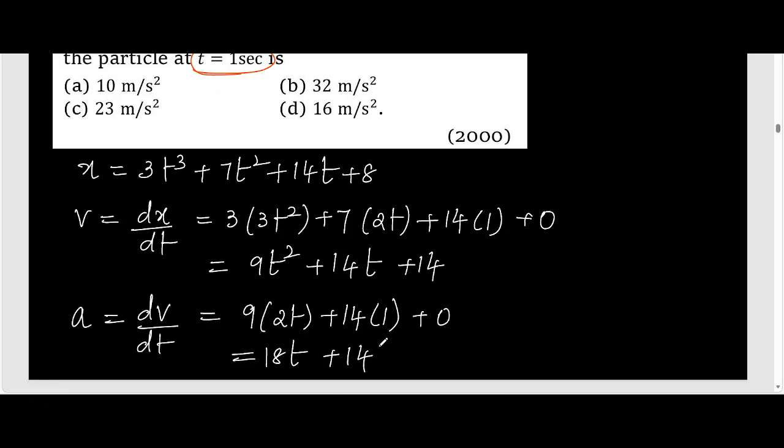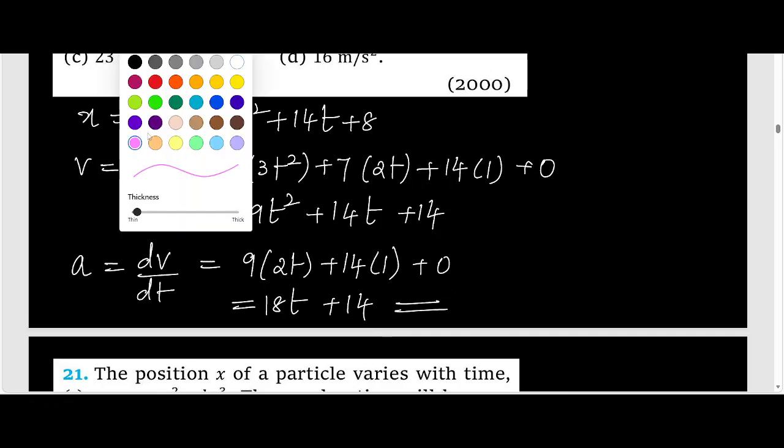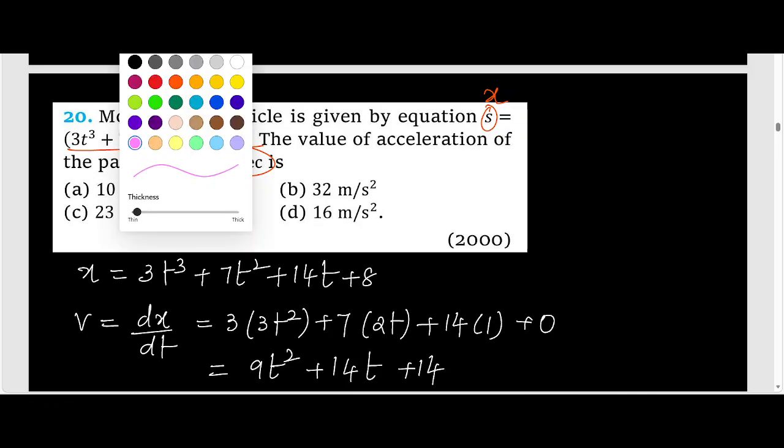When do we have to find this acceleration? When the time is 1 second. So just substitute in the t place the given time, 1 second. So 18 into 1 plus 14. So how much will it be? 18 plus 14, 8 and 4, it is 12. So it is 32. 32 meter per second square. So the answer is option number B.